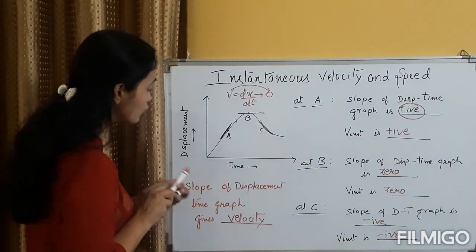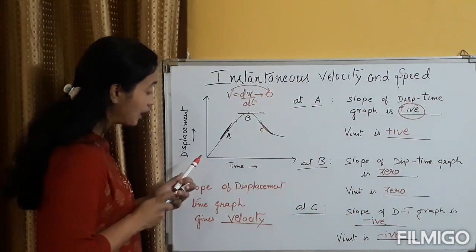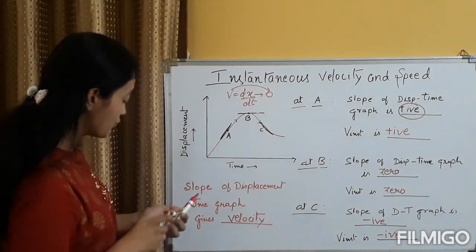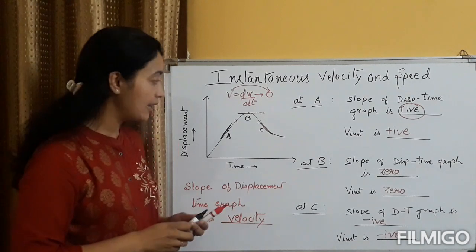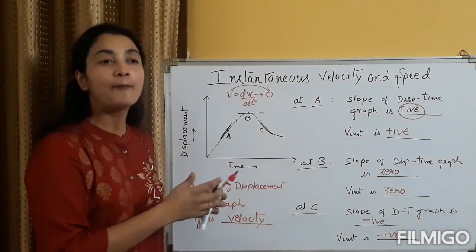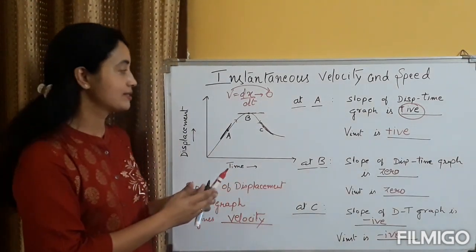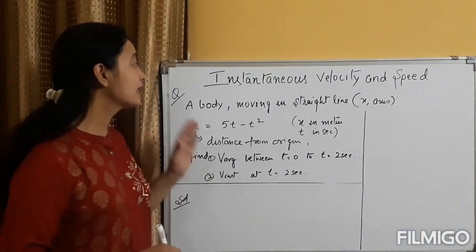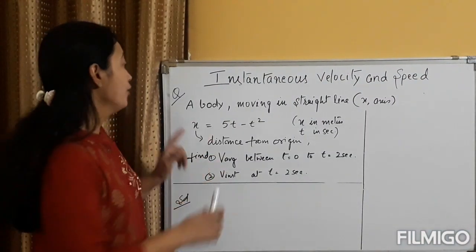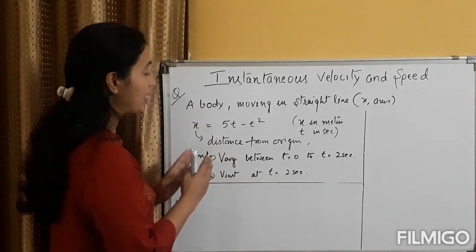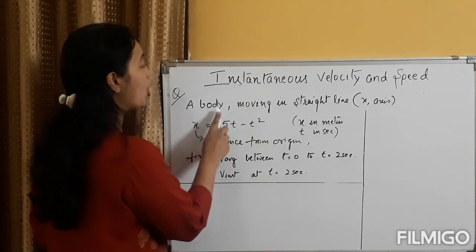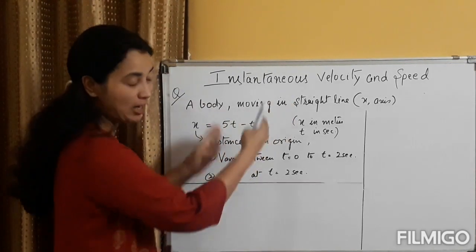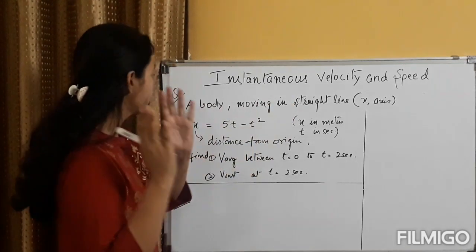So we can see how the slope of a displacement time graph conveys information about the velocity. Let us solve a question and see how we are able to apply these concepts. Let us do one numerical in which we will be trying to find out V average and V instantaneous. The question says a body is moving in a straight line. I have tried to jot down the question in a short manner.